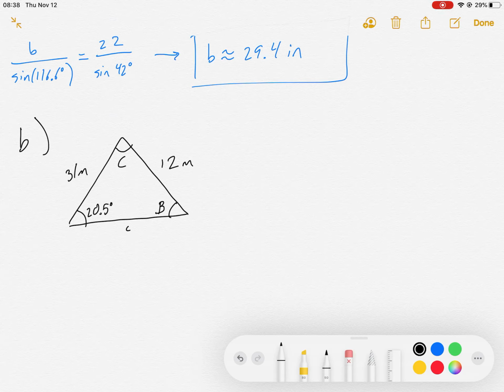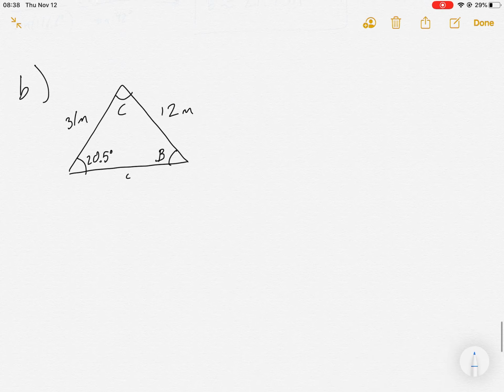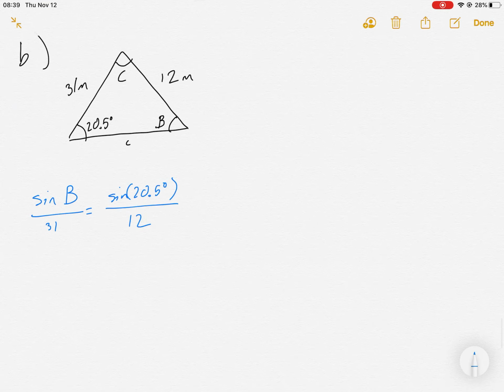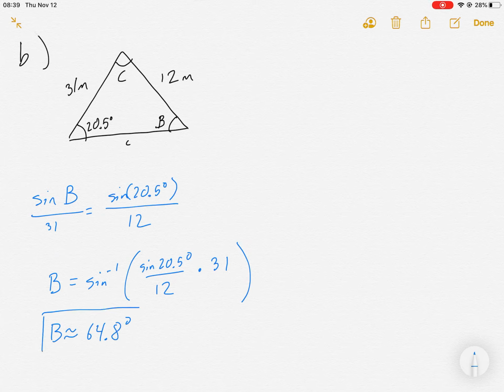The next step is to figure out if we can find any angles. We cannot, so we're going to go straight to solving for B. Starting to get a little bit lazy. I don't like to put the parentheses around it. It's just an extra step, but just know that there are sort of implied parentheses there. Okay, so if we solve this, we're going to end up with B equals sine inverse of sine 20.5 degrees over 12 times 31. And so this gives me that B is approximately equal to 64.8 degrees.